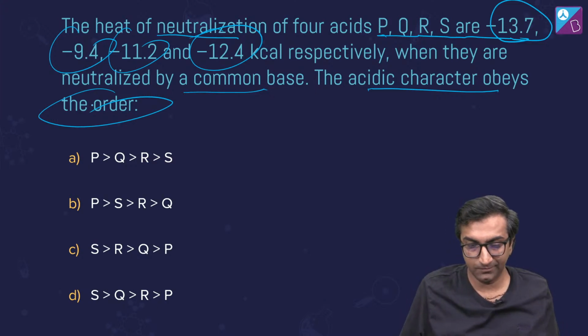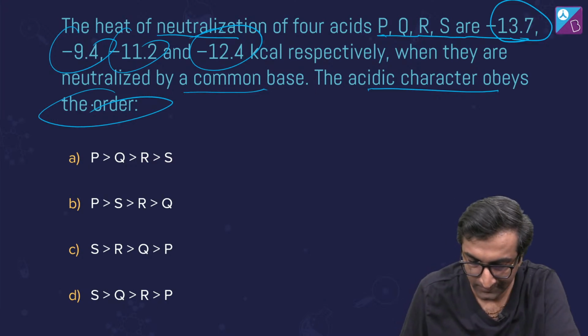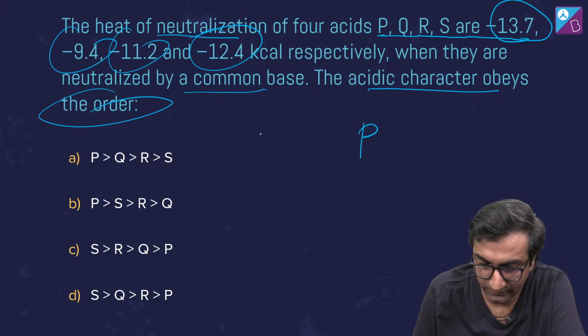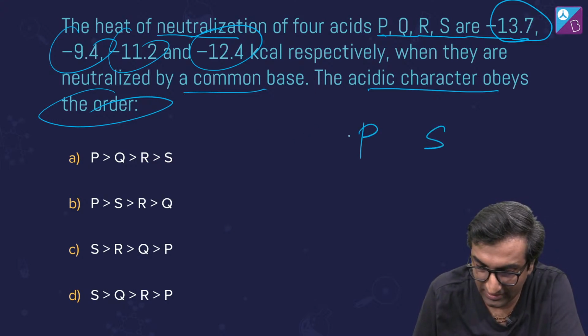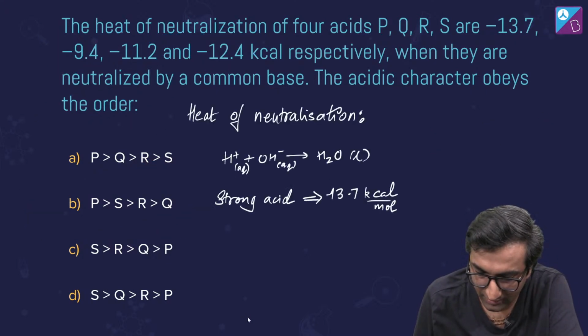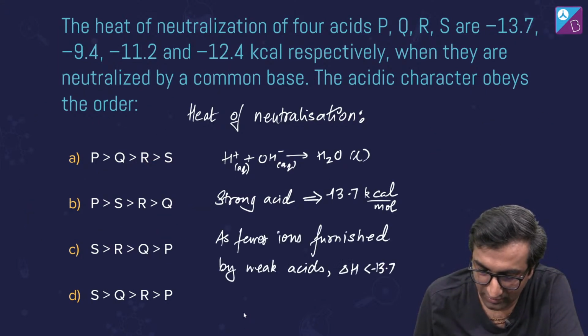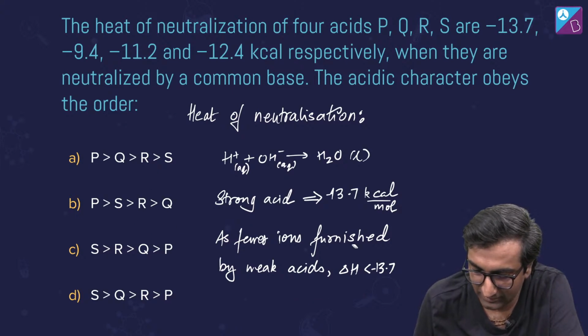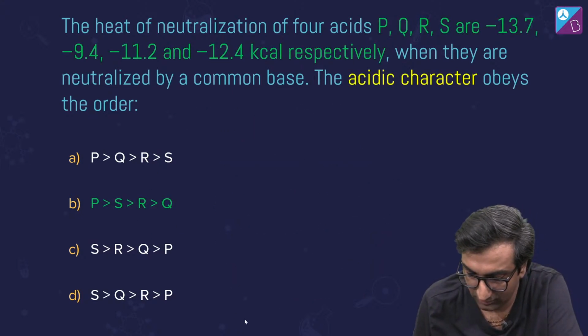Easy question. Maximum value is P, next is S, then is R, and then is Q. PSRQ. B is the right answer. Good job, Ram. Yeah. Strong acid का ये हो गया और as fewer ions they furnish, weak acid, blah blah, कम हो जाता है. ठीक है. Great. Good job.